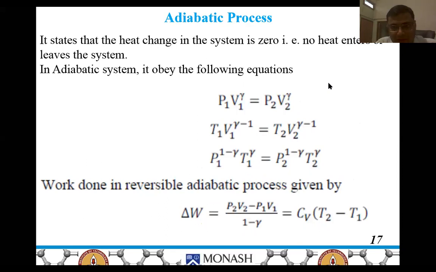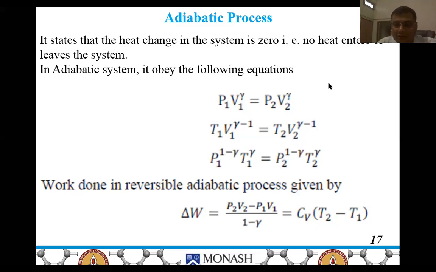Now the adiabatic process. In an adiabatic process, delta Q is equal to zero, and it follows the following equation: PV raised to power gamma is equal to constant. So when the system is going from state 1 to state 2, PV raised to power gamma will be equal to P1 V1 raised to power gamma, equal to P2 V2 raised to power gamma, equal to constant.